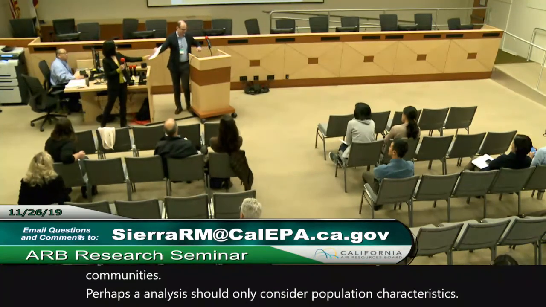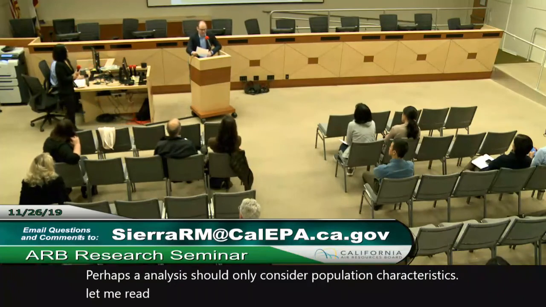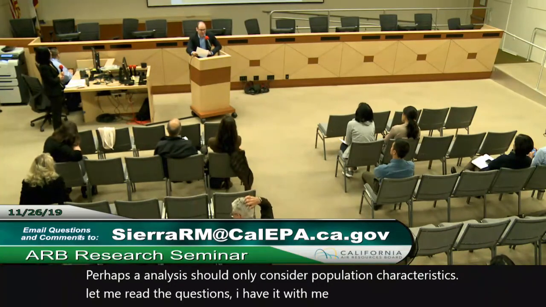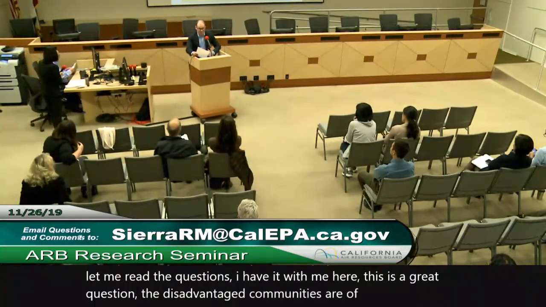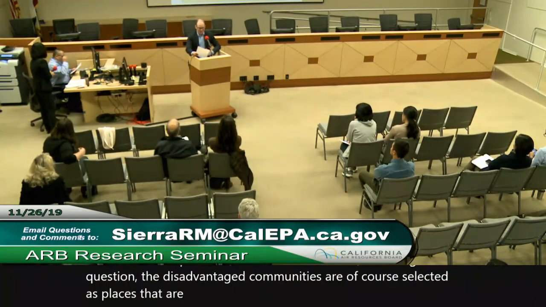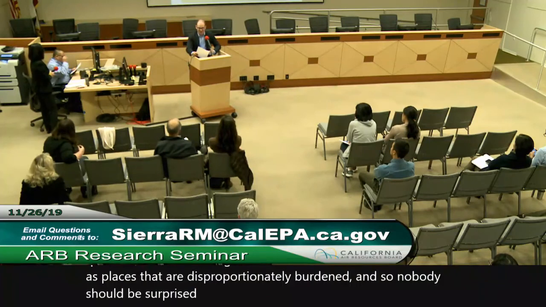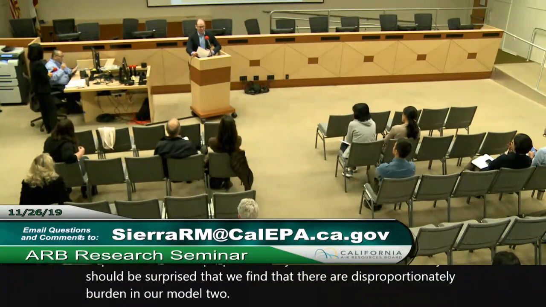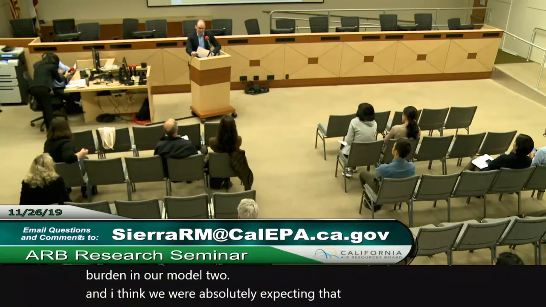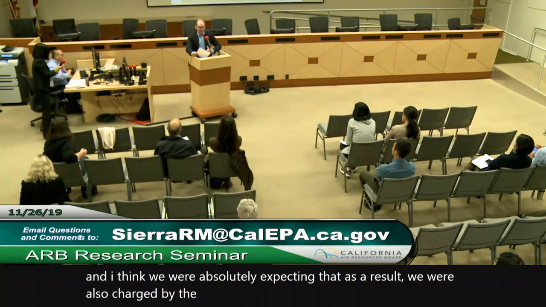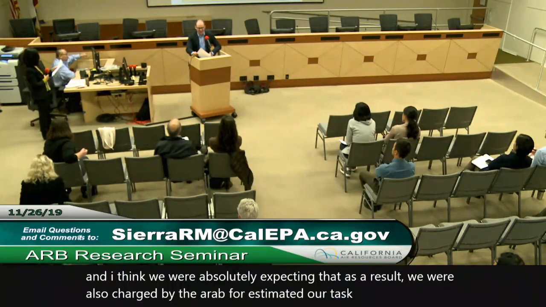Let me read the question as well, just so I have it with me here. This is a great question. The disadvantaged communities are, of course, selected as places that are disproportionately burdened. And so nobody should be surprised that we find that they're disproportionately burdened in our model too. I think we were absolutely expecting that as a result. We were also charged by the ARB with estimating the particular disparate impacts in disadvantaged communities.